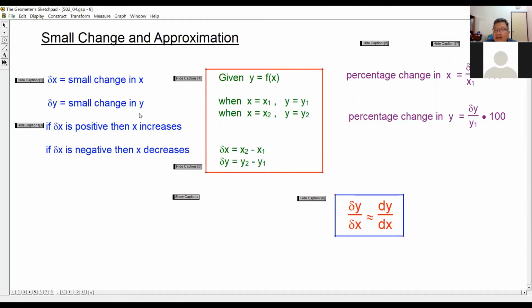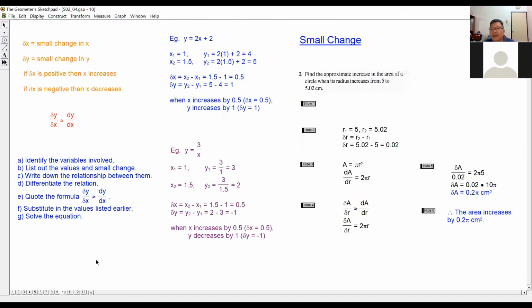Okay, so these are the things that you need to know. Now, let me give you two numerical examples. Before that, a recap. Delta x is a small change in x. Delta y is a small change in y. If delta x is positive, x is increasing. If delta x is negative, x is decreasing. And the formula for this topic is delta y over delta x is approximately dy over dx.